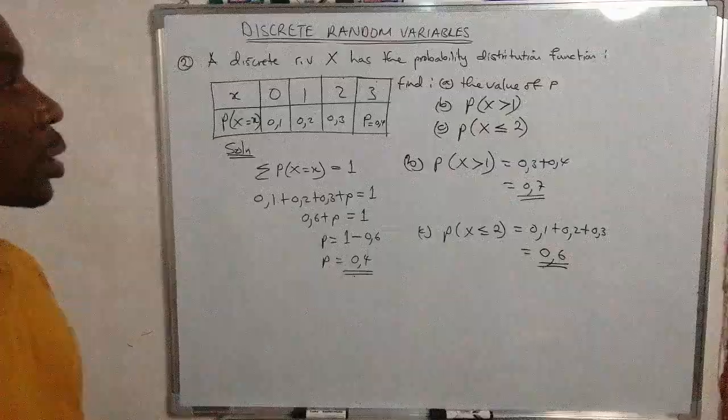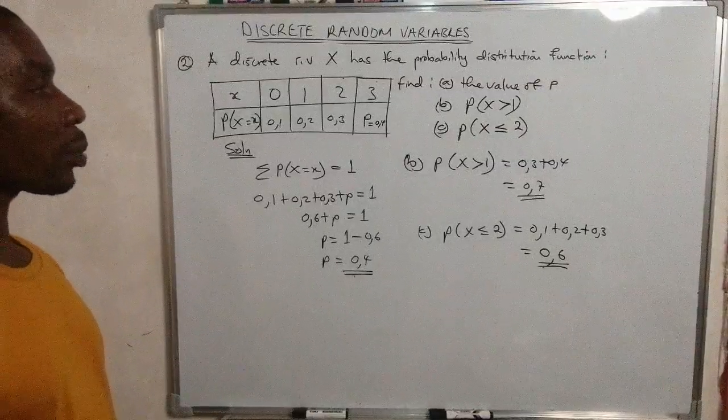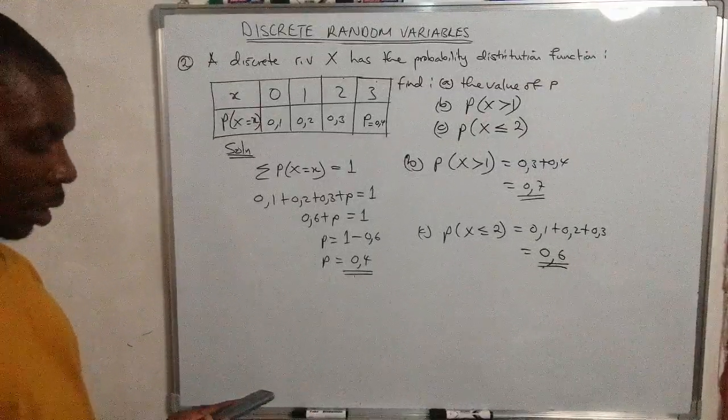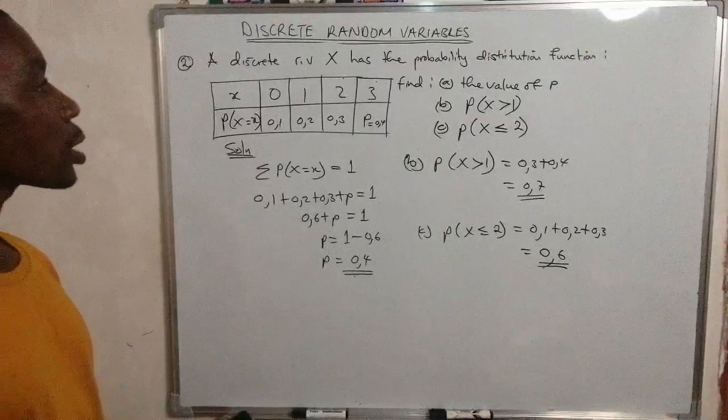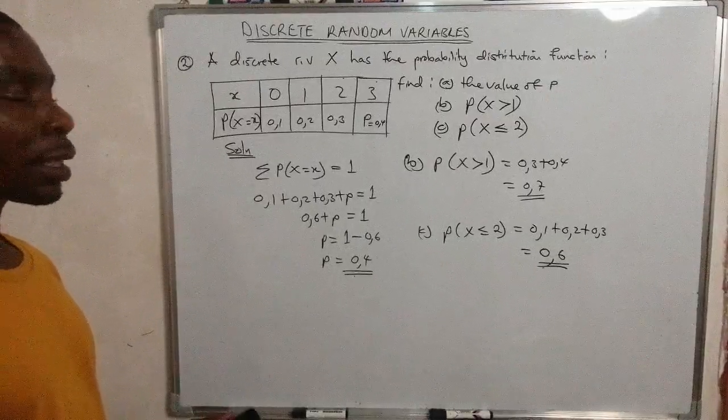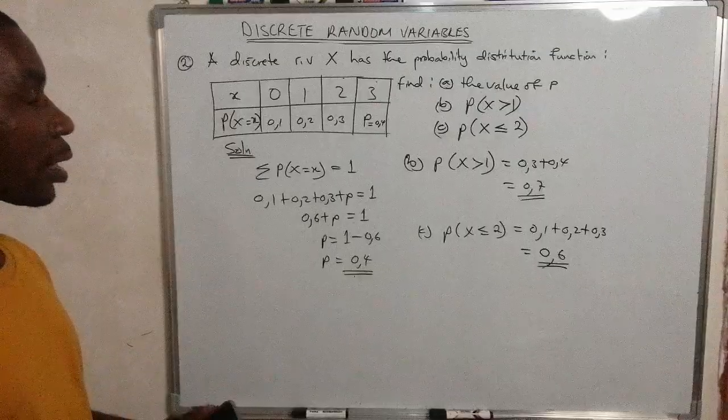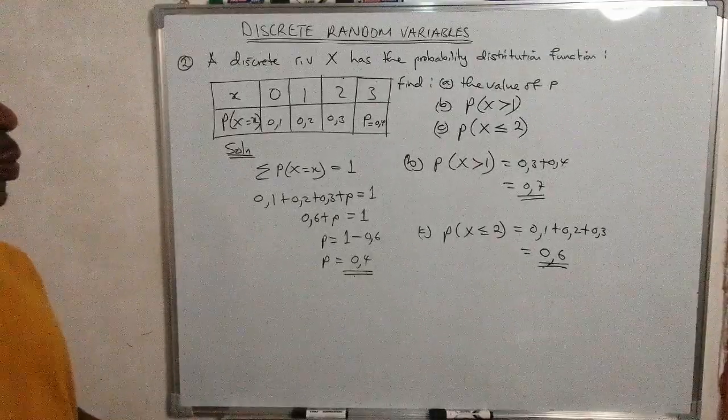So this is all about discrete random variables. In our next lesson, we are going to talk about expectation and variance, the mean and variance of a discrete random variable.